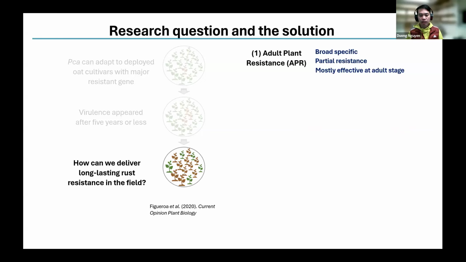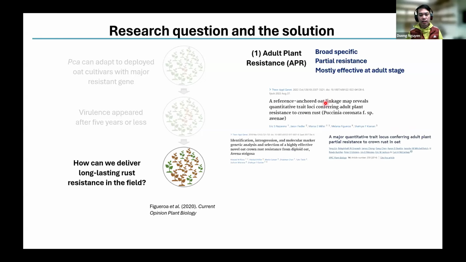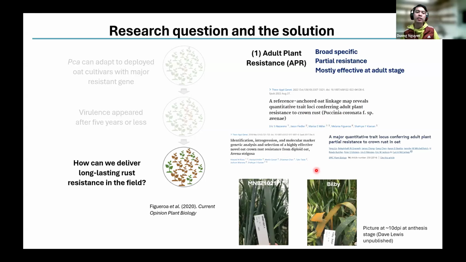And so far, several studies have tried to map the APR loci in the oat genome, in which they used different biparental populations and identified different QTL. And the markers linked to the QTL were converted into CAPS assays to support the selection for crop rust resistance. So in this project, we tested advantage on the lowest and then the material from this study.